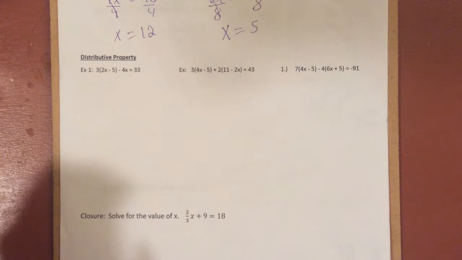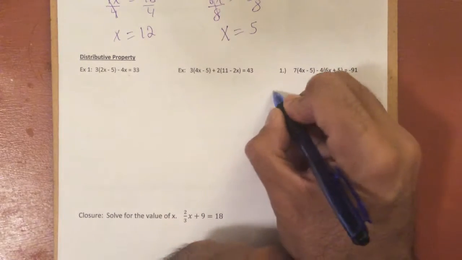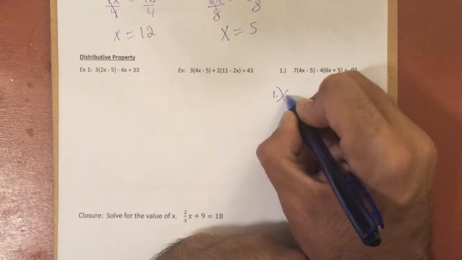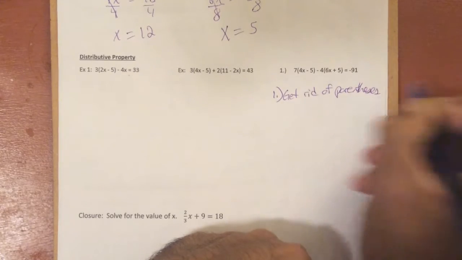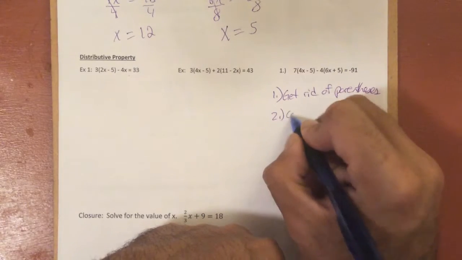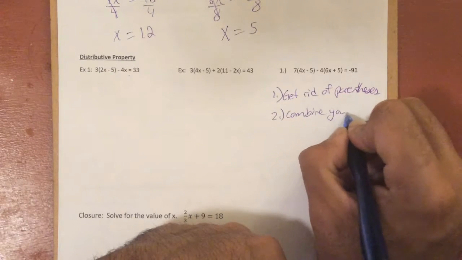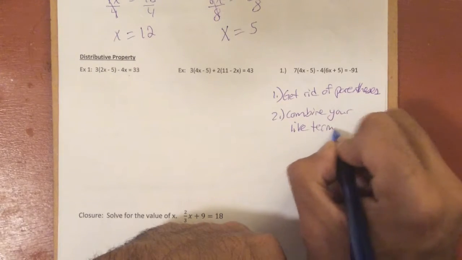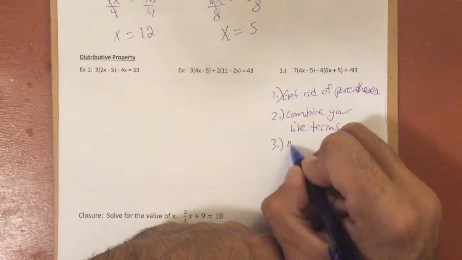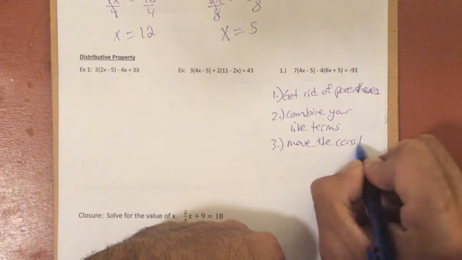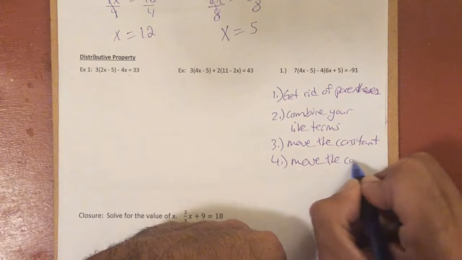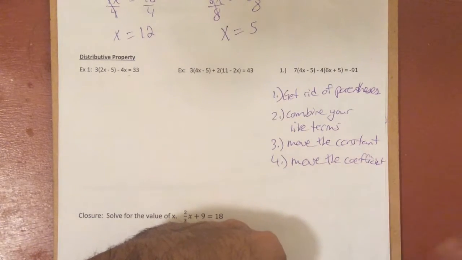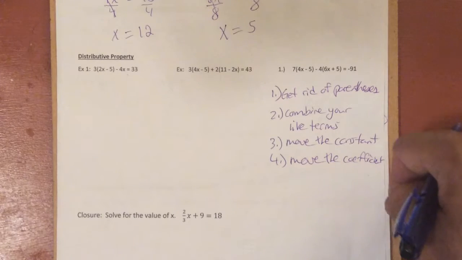Now, once again, I'm going to add another step to our list. So step 1 is get rid of parentheses. 2, combine your like terms. 3, move the constant. 4, move the coefficient. Okay? So now, there's my 4 steps.